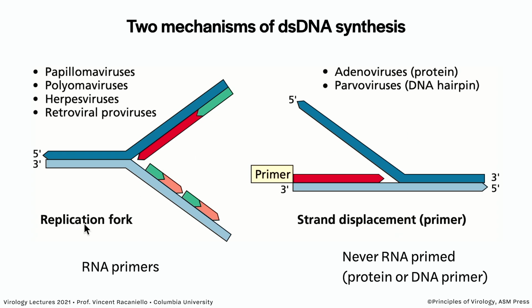All right, so let's start with the replication fork. These are the viruses that replicate their DNA in this fashion. Basically, it is a fork. You have DNA synthesis on both strands, and the fork moves from right to left. It grows bigger and bigger. It starts at an origin and then grows, and we'll see how that works. Papillomas, polyomas, herpes, and retroviral proviruses. The retrovirus provirus, as we'll see next time, the DNA is integrated in the host genome. It's our DNA synthesis that reproduces the provirus. We'll learn more about that next time.